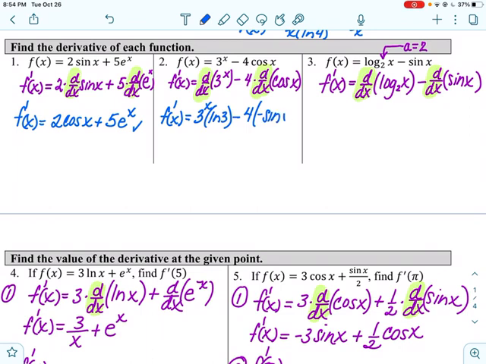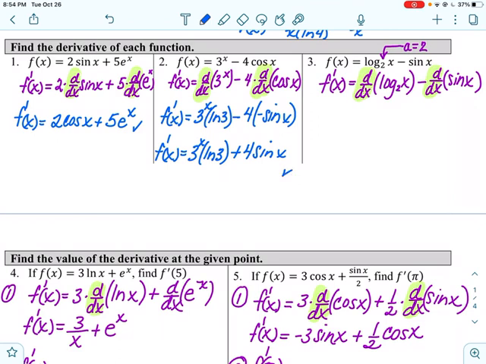And I'm just going to take an extra step on this one. And I'm going to say that I would end up with 3 to the x ln of 3, and that would be plus 4 sine x. And there would be my derivative.